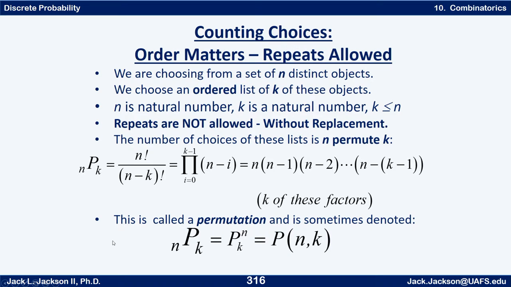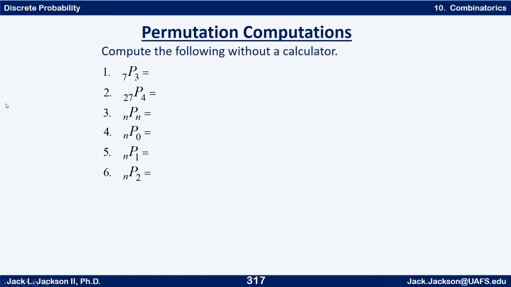So let's see if you can do some computations with these now that you've seen them, without a calculator. Compute 7 permute 3, and then compute 27 permute 4, and then for any n, compute n permute 0, n permute 1, and n permute 2. So those last three could potentially be functions of n. Okay, press pause and work this out.